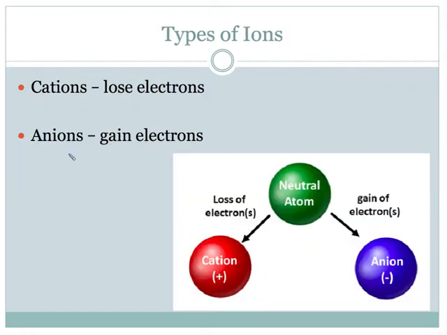Now there are 2 types of ions. You just saw fluorine and sodium. Fluorine gained an electron, became negative. Sodium lost an electron, became positive. We have names for this. So we have 2 terms, cations and anions. Cations are atoms that lose electrons, giving them a positive charge.